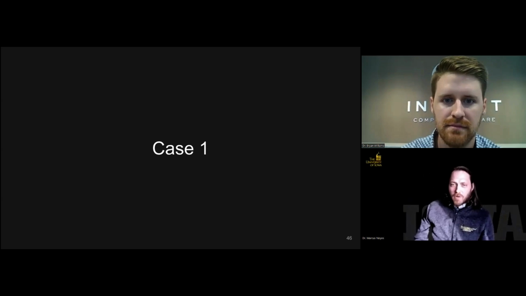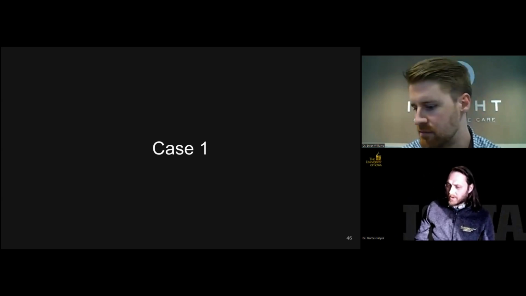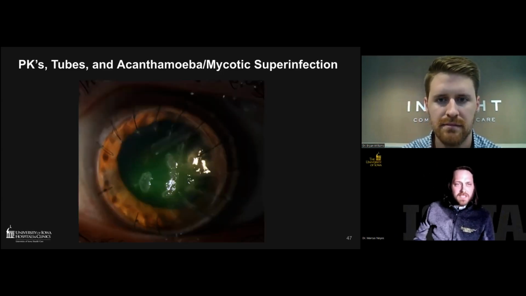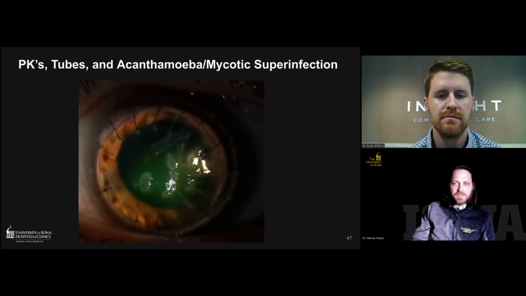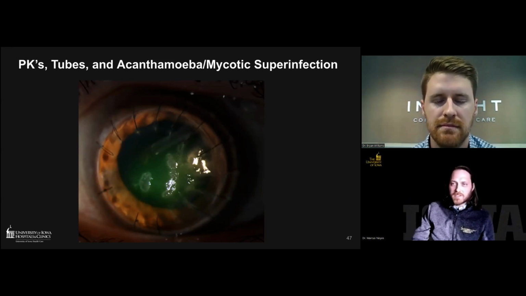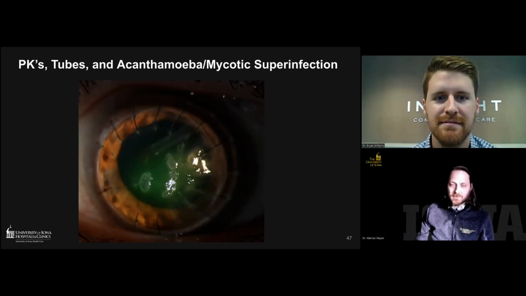But yes, we'll switch gears here slightly, where these are a couple of cases that I've seen recently. Case number one is called PK's, tubes, and acanthamoeba/mycotic superinfection, or otherwise known as your worst nightmare, and mine also.